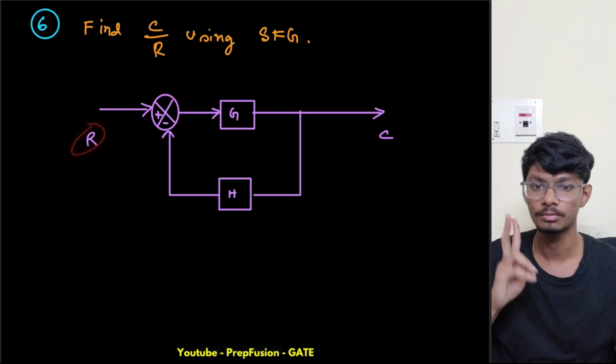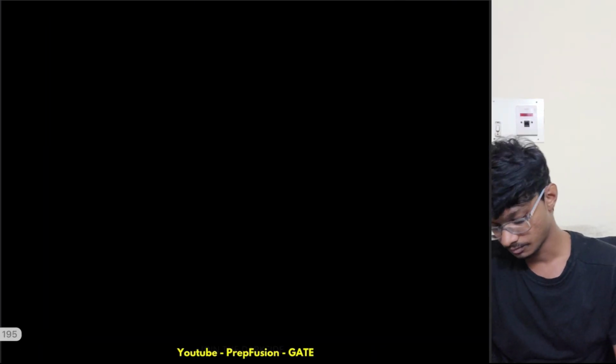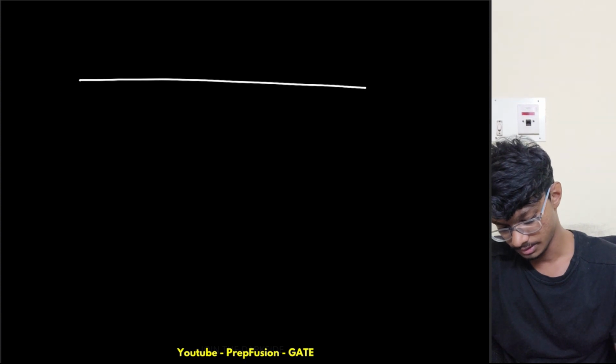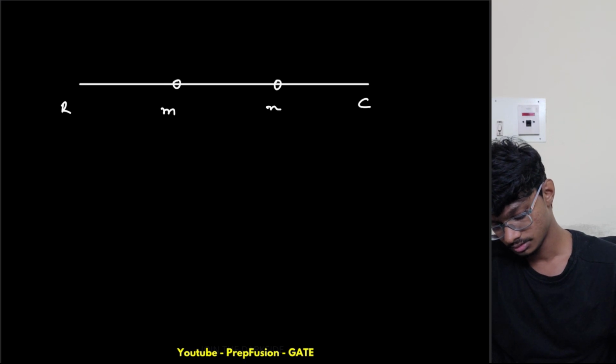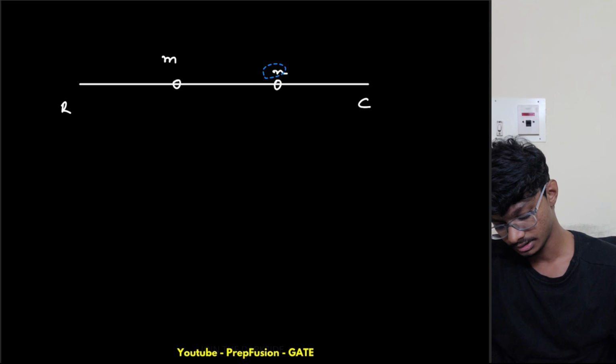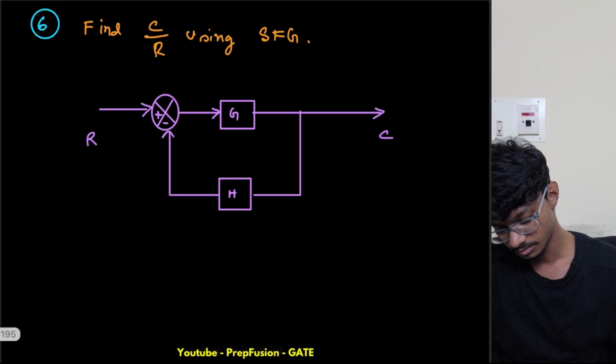This input and output node plus 2 nodes, so 4 nodes. Let me draw a straight line like this: 1, 2. This is the input node, this is R, this is C. I will name this node as M and N. So there is a connection between this node M and N, right? So what is that connection? The connection is simply this one, right?